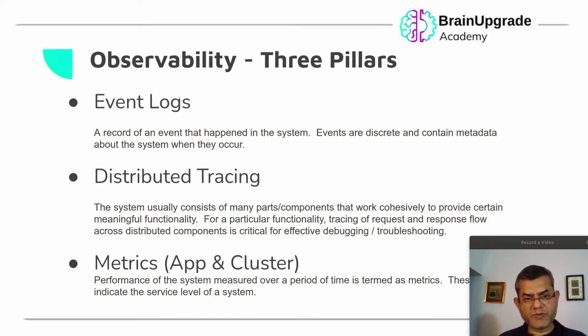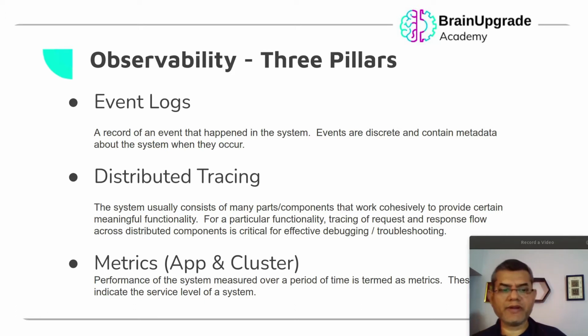The second one is distributed tracing. Most systems usually consist of many parts and components, and these components work cohesively to provide certain meaningful functionality. For a particular functionality, tracing of a request and response flow across distributed components is critical for effective troubleshooting and debugging. So that's the second pillar.